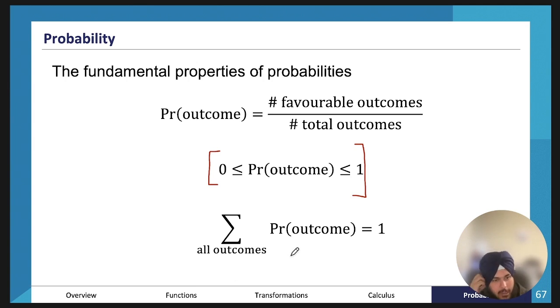And another thing you need to know about is that the sum of the probabilities of all the outcomes is always equal to 1. So the probability of getting 1, plus the probability of getting 2, 3, 4, 5, and 6, when you roll a 6-sided die, when you add them all up together, is going to be equal to 1. So essentially, the total probability is always equal to 1, and individual events are always between 0 and 1.